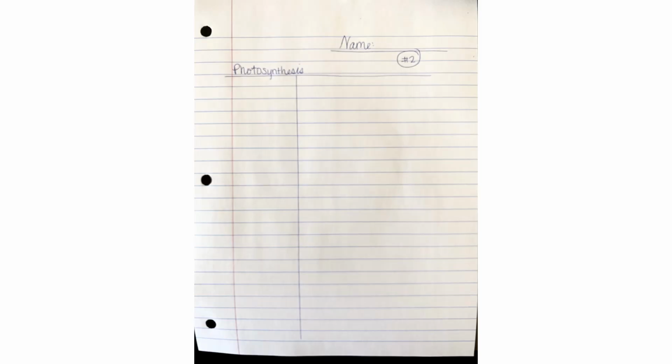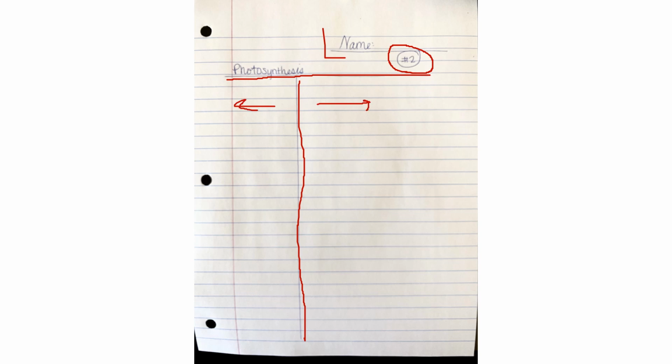If you're doing the handwritten notes, just make sure you again write your name at the top, number 2 in the top right corner. The title is photosynthesis, and then you want to have your divider line with your main topics on the left and details will go on the right.